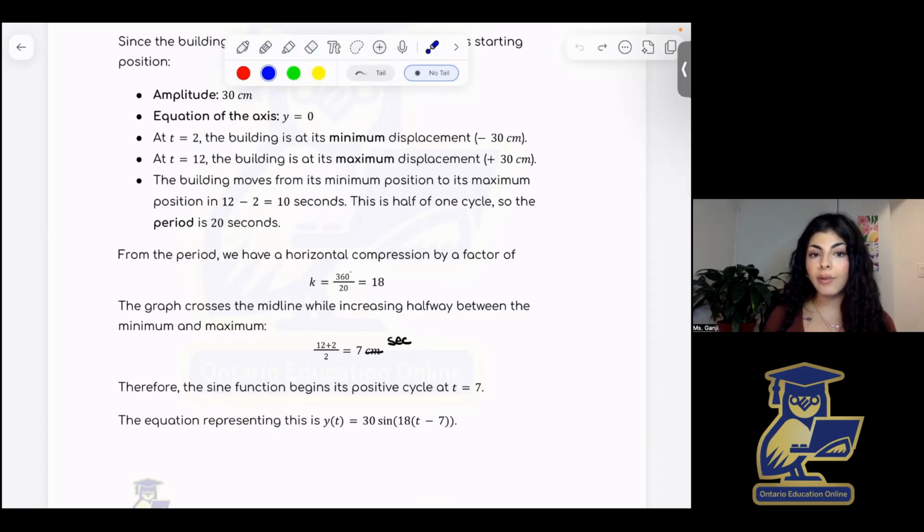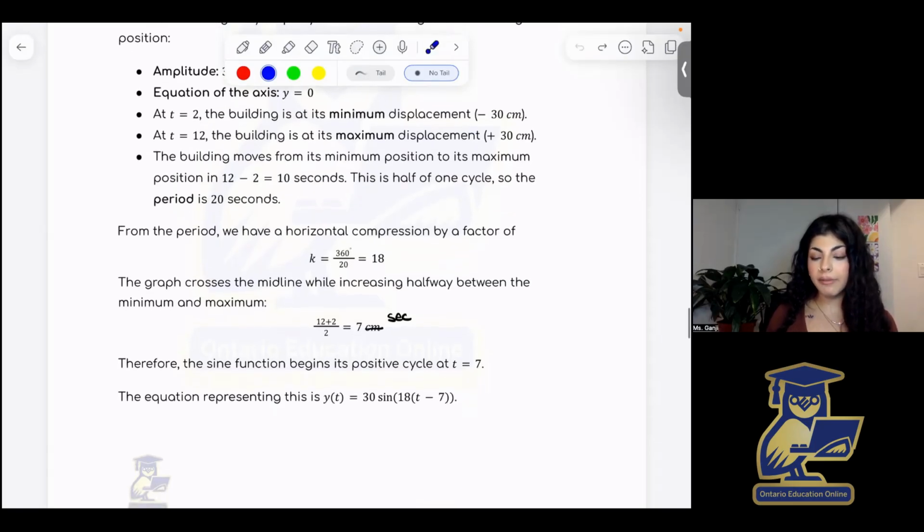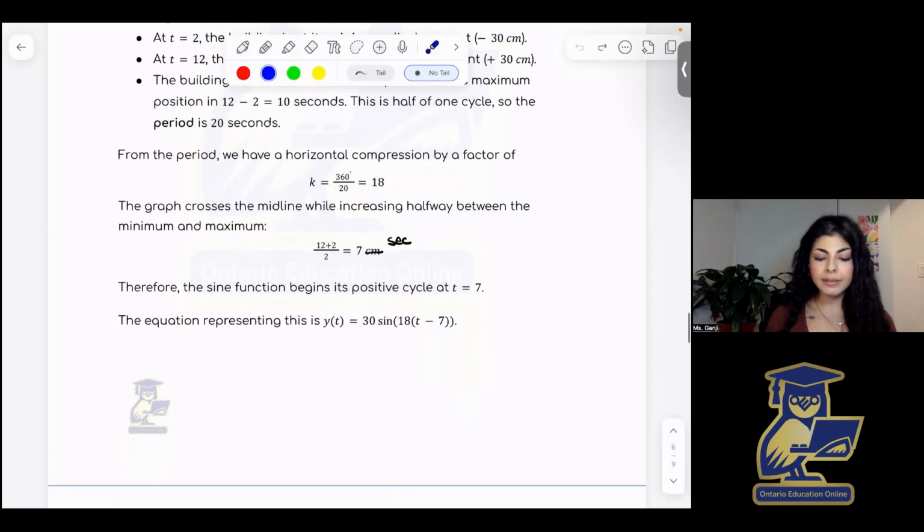And we actually have a horizontal compression here because our period is not 360. So we have to find what that scale factor is by dividing 360 by the period here, which is 20, and we get that it is 18.